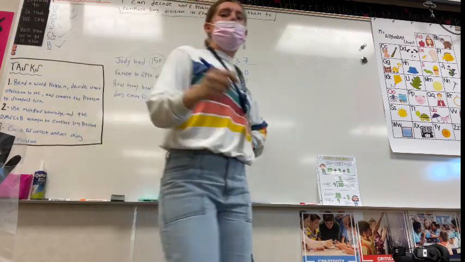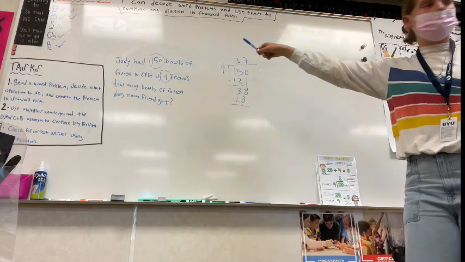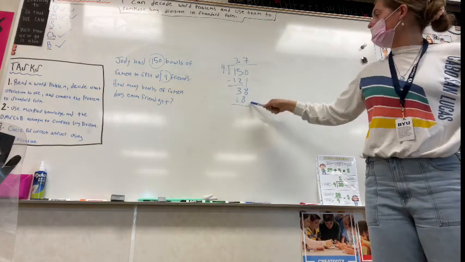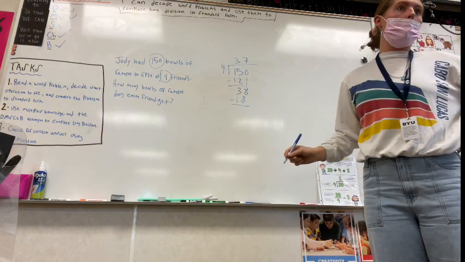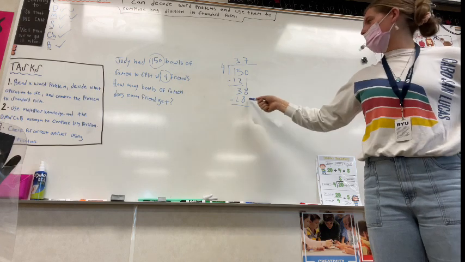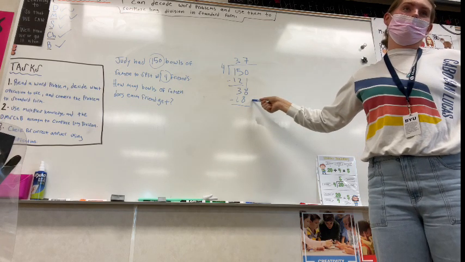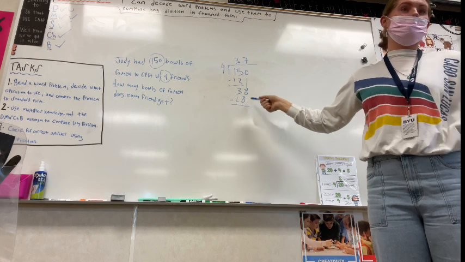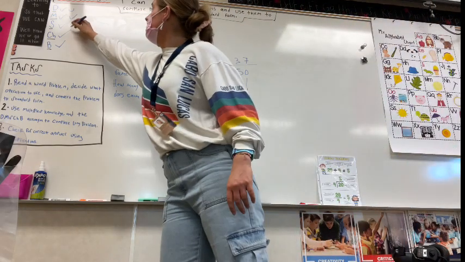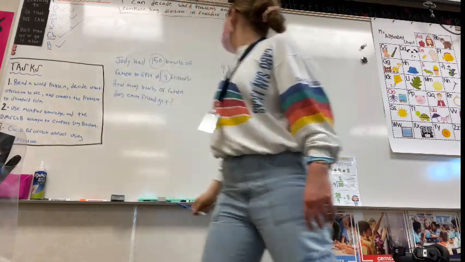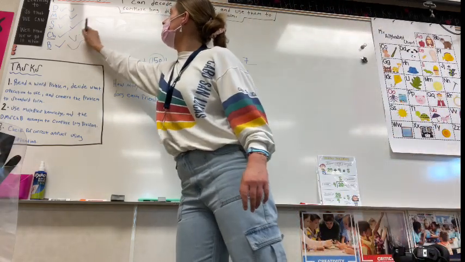What's next? Divide, multiply. What's the S? Subtract. 30 minus 28. What's that? You got it. It's 2. Get ready, gotta subtract. Check. Is 2 smaller than 4? Yep. Do we have anything to bring down?